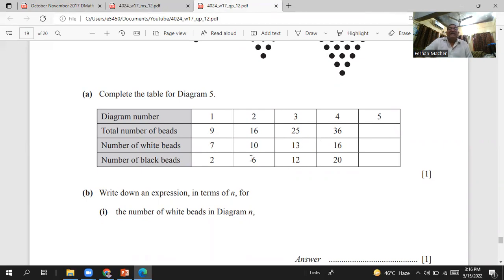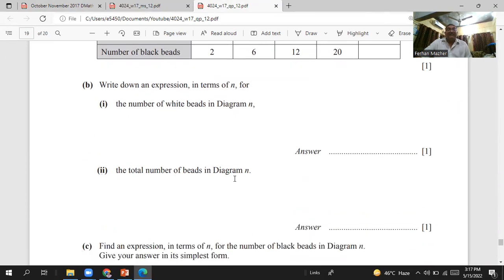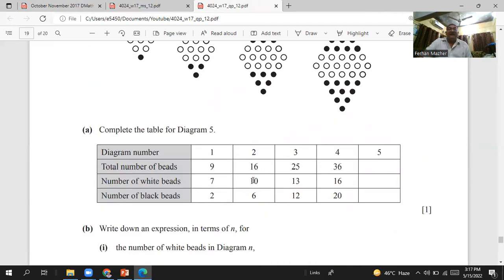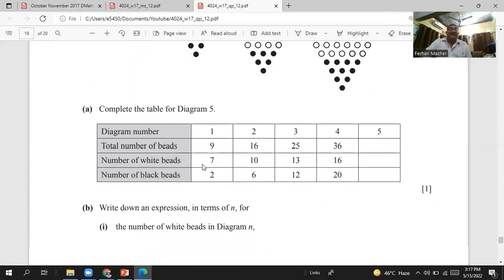Here 3 is added. 7 plus 3 is 10, 10 plus 3 is 13, 13 plus 3 is 16, 16 plus 3 will be 19. And here from 2 it went to 6, 6 to 12, 12 to 20. Here 2 has increased, here 6 has increased, here 8 has increased, then 10 will be increased. Now write down in terms of n the number of white beads in the diagram. The white beads are 7, 10, 13, 16. So 3 is added.